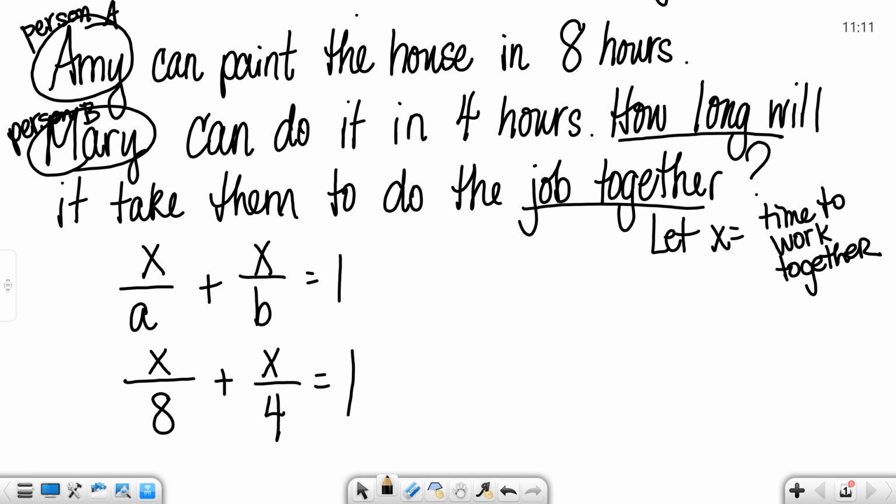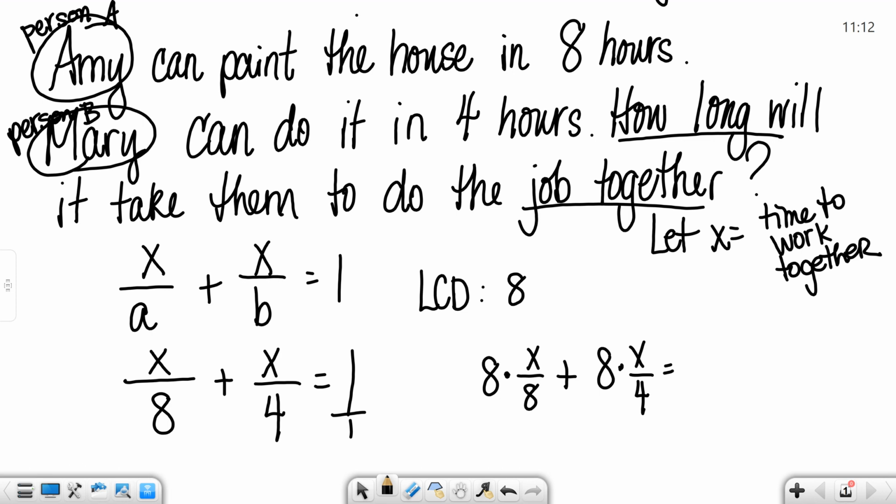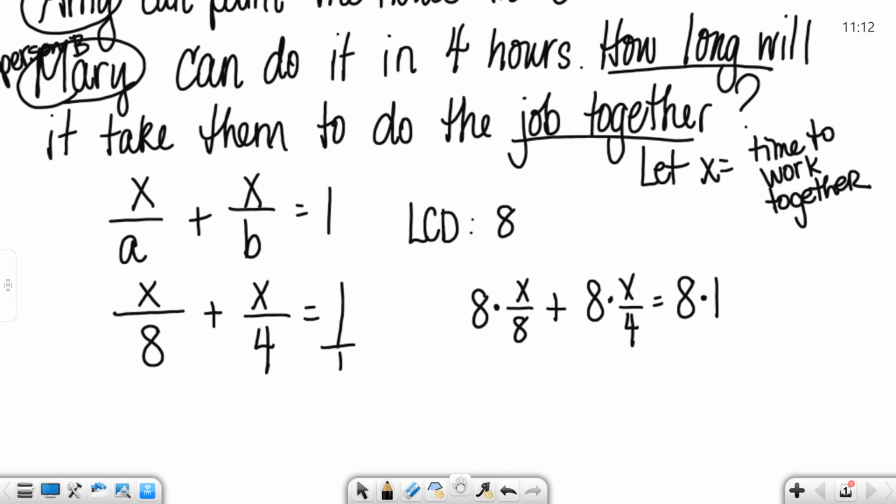So to solve our rational equation, we have to first find our least common denominator. Remember, there is a 1 under this one. So my least common denominator here is actually an 8. So everything gets multiplied by 8. So I have 8 times x over 8 plus 8 times x over 4 is equal to 8 times 1. And now we actually do the multiplication.